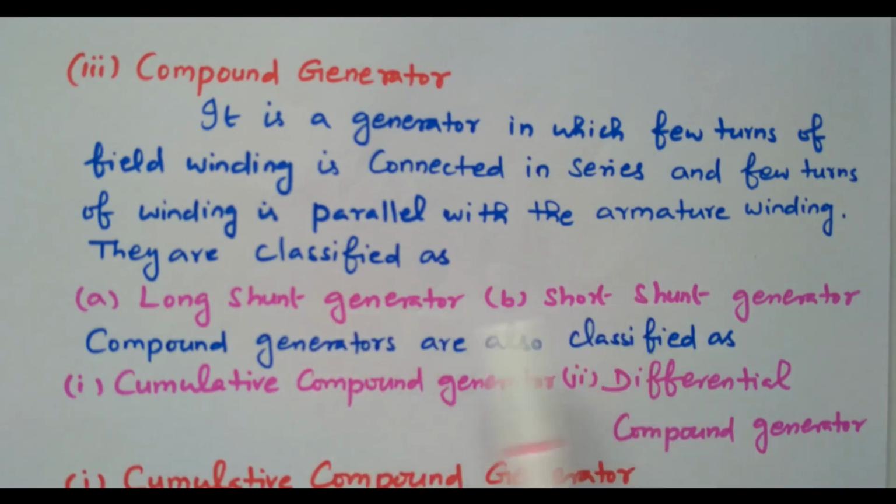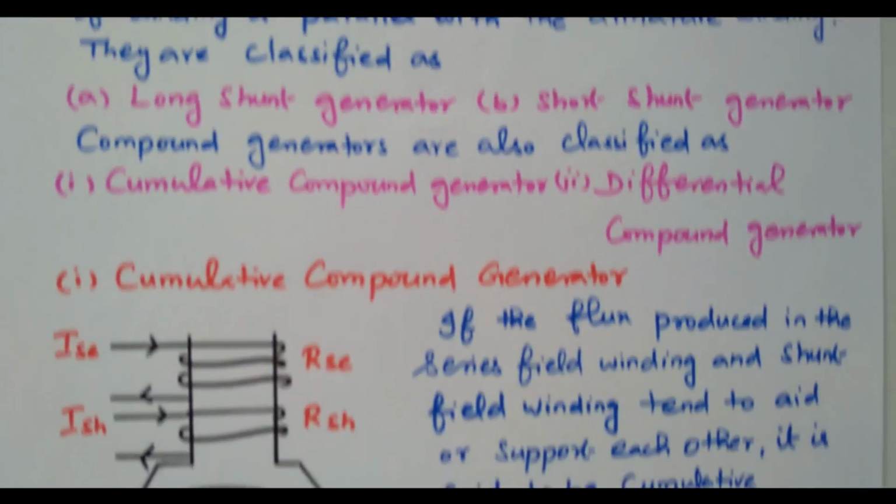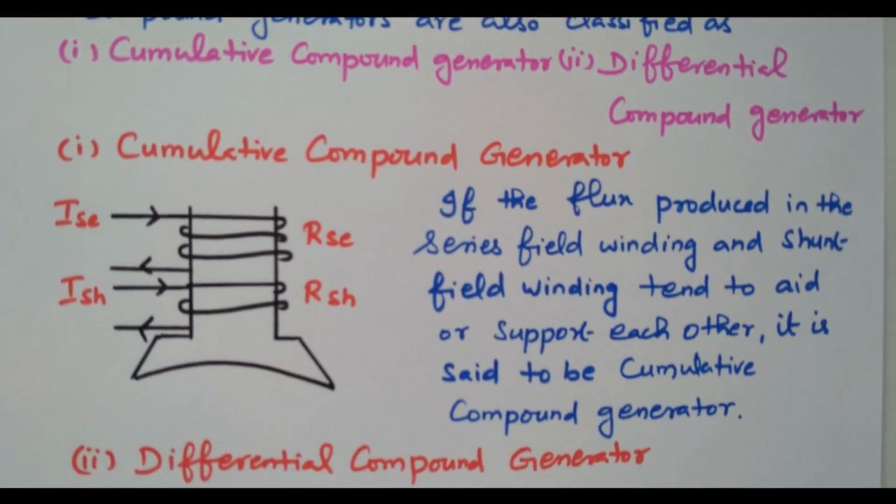Due to the two windings, it is again classified into cumulative compound and differential compound. If the two windings are added together, it means cumulative compound. If the two windings are opposing each other, it means differential compound. Now, we will see the diagram. What is cumulative compound and differential compound?